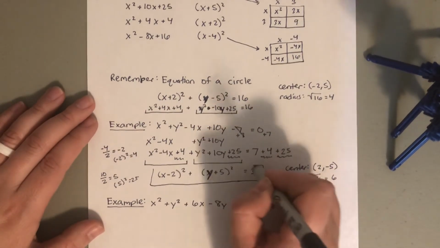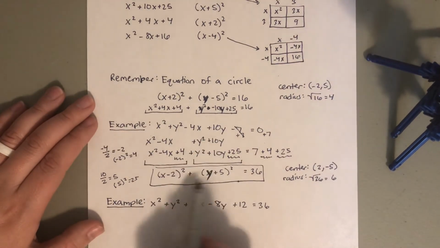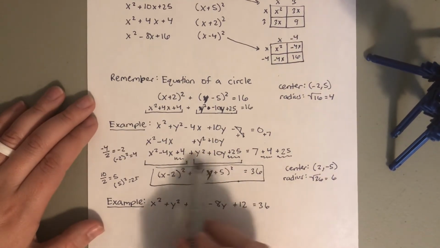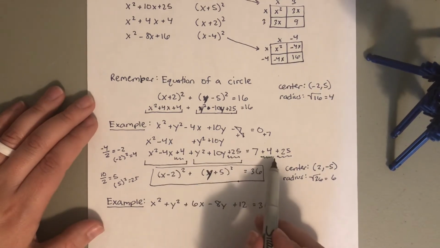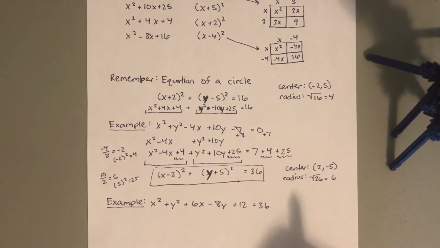So by completing each of these perfect squares, we can write it like this, as long as when we complete these squares, we even it out over here. And we can write our circle in this really helpful form.